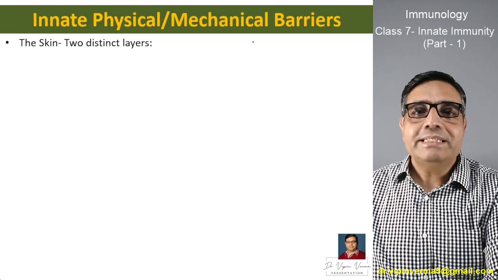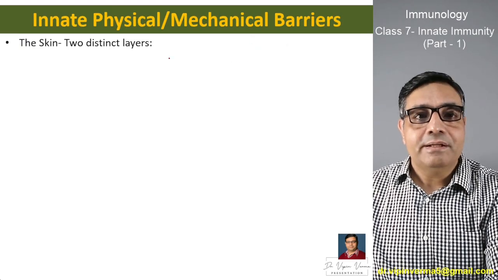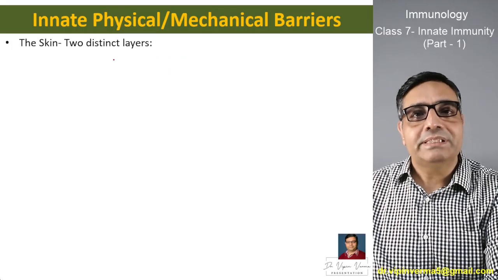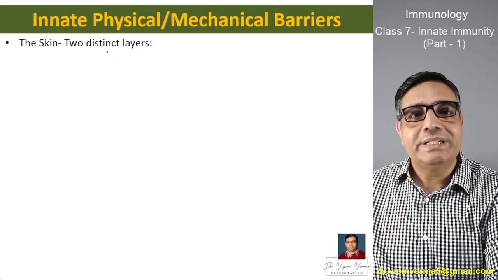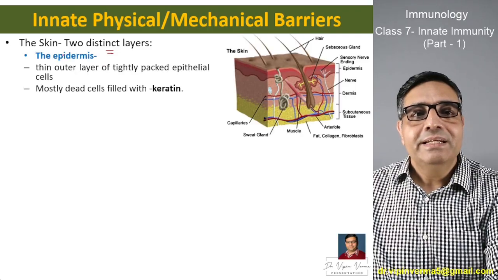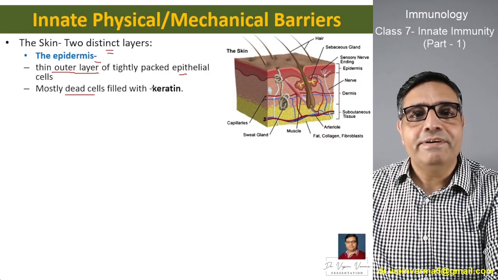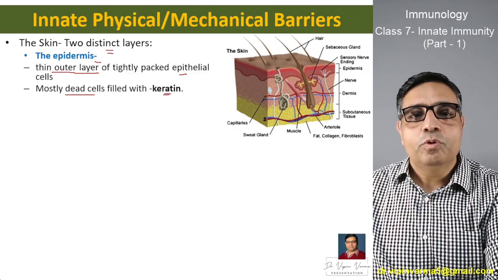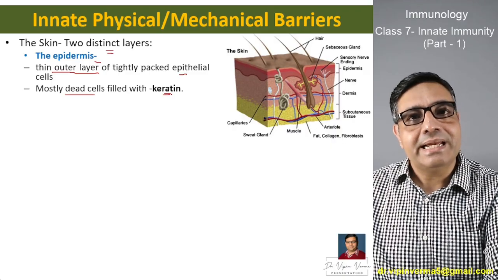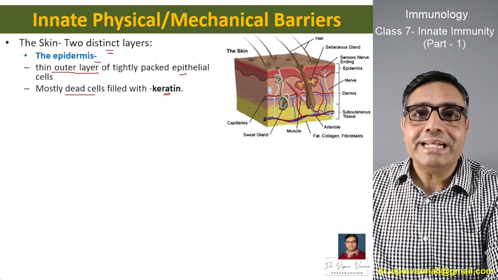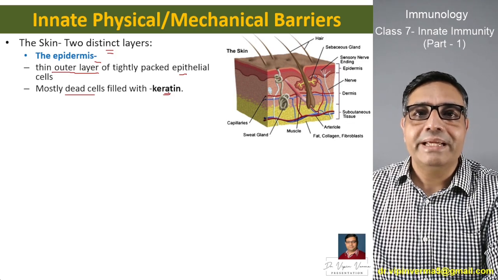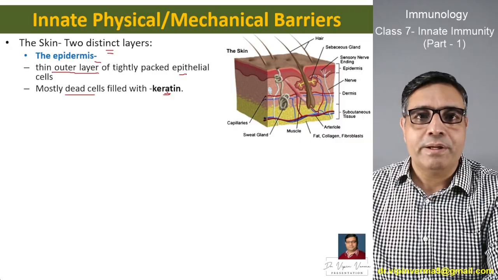Now, let us start with the physical or the mechanical barrier. So, skin is the first line of defense and it has two distinct layers. If you can see, first is the epidermis, and this epidermis is a thin outer layer of tightly packed epithelial cells, mostly dead cells filled with keratin. So our skin has the keratin protein. Now this keratin is the same keratin which your hair and your nails are also made up of.